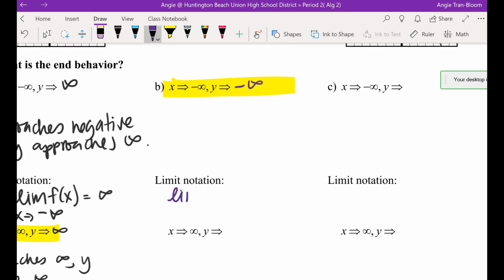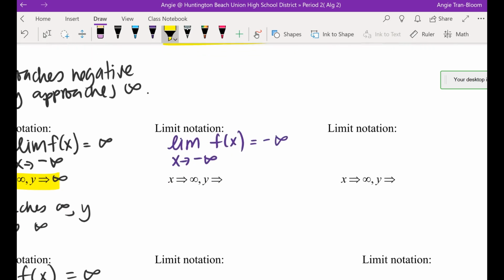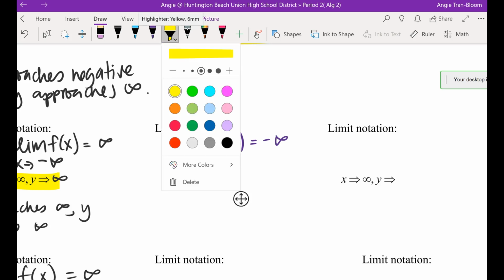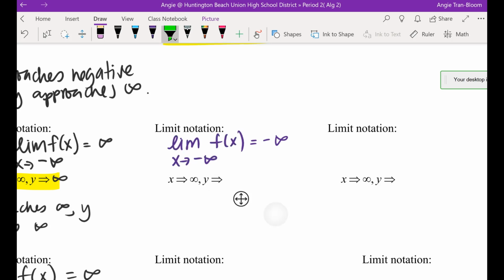Limit as x approaches negative infinity of this function. We don't know what it is. It never gave us an equation. It just gave us a graph, but it's still a function. Y approaching negative infinity. All right, next, can you help me read? Okay. This green highlighted piece. Okay, Victoria.